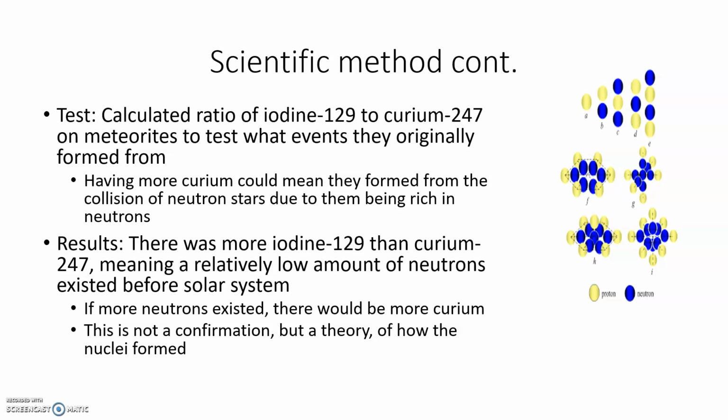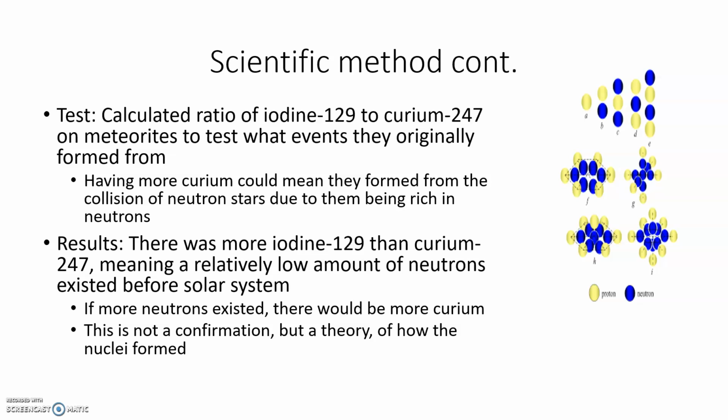Both nuclei are turned into solids in the form of meteorites, so the University of Michigan tested how much certain astronomy events have contributed to the formations of these two nuclei by calculating the ratio of these two nuclei on the meteorites they have. If there is more curium-247 compared to iodine-129, thus more neutrons available, it would be theorized that the collision between two neutron stars would have made a bigger contribution to forming these elements due to these stars being rich in neutrons.